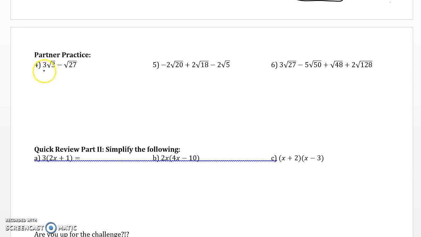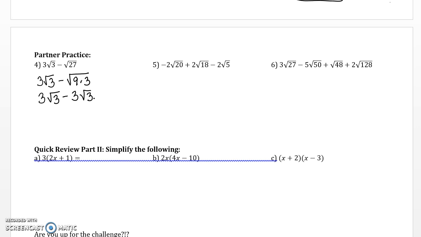So take a look at that first term, 3 root 3. 3 is a prime number, so I'm not going to be able to simplify the root 3, so we'll leave that term alone. But hopefully we're getting better at recognizing 27 as having a perfect 9. 9 times 3 is 27. So I can simplify the second term. So we'll keep the first term as is. Square root of 9 in the second term, we'll put a 3 on the outside with a square root of 3 still left behind.